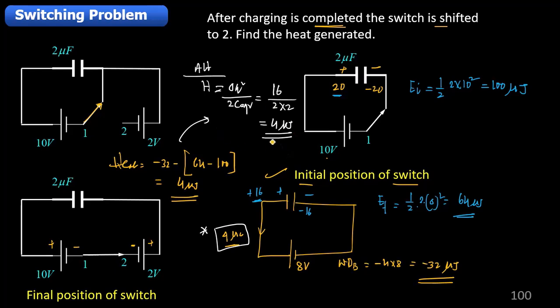So whenever you are calculating the heat, you go through this method to calculate the heat as delta Q square by 2 C equivalent instead of going through this method. So that method is only applicable whenever I want to calculate the work done with the battery also.